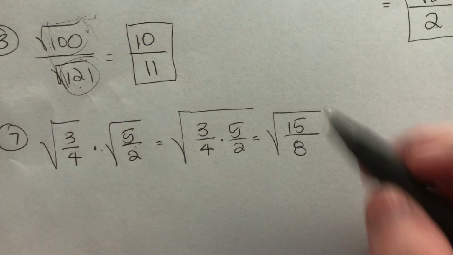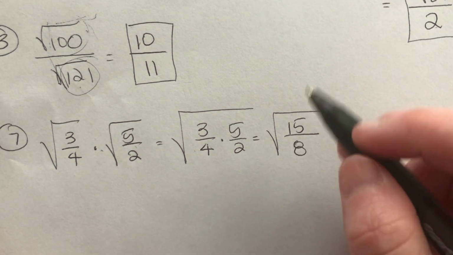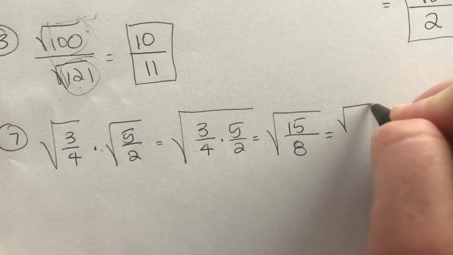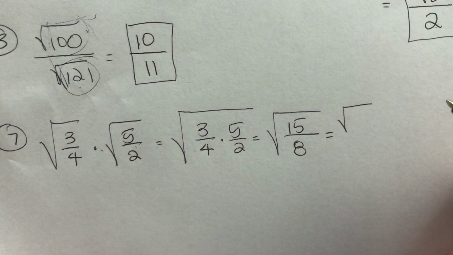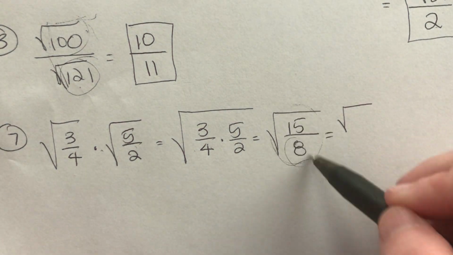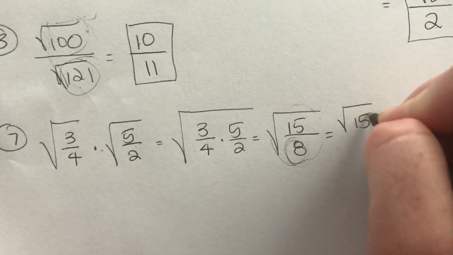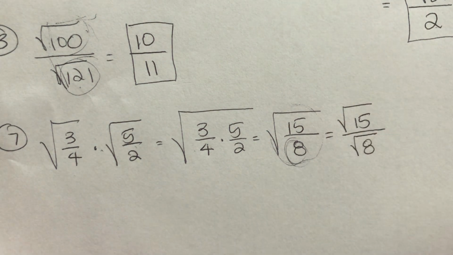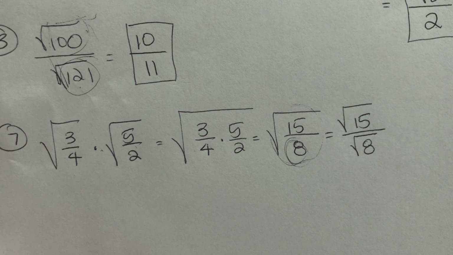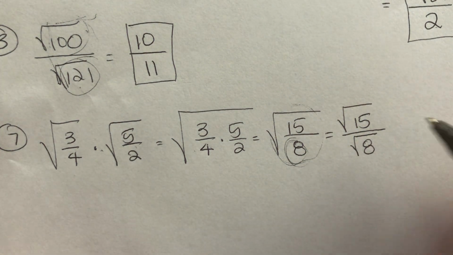Now I can have a denominator, but I don't want any part of the denominator under a radical sign. So if the entire fraction's under a radical sign, I separate the radical into the top and the bottom. I'm going to see if I can factor anything out. I don't know that I can. No, I really can't. There's no perfect squares I can. Actually, at the bottom I can.